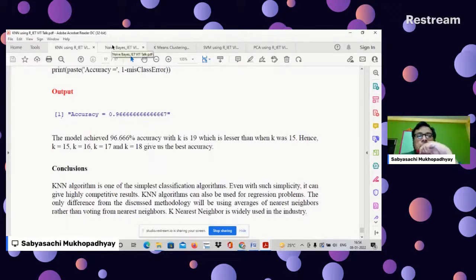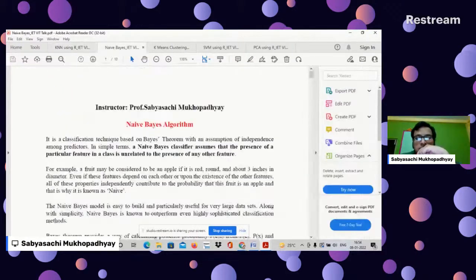So before we go to the naive Bayes algorithm, I just want to ask the audience whether there is any doubt, query or question related to the KNN algorithm. If there are no questions, then I will proceed towards the naive Bayes algorithm.